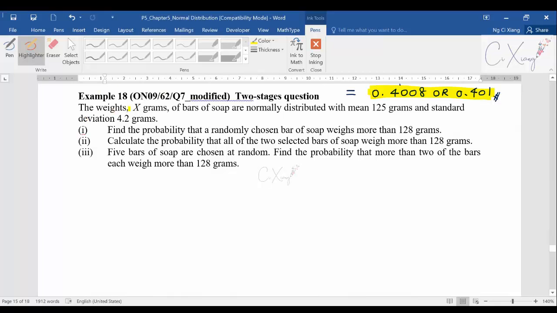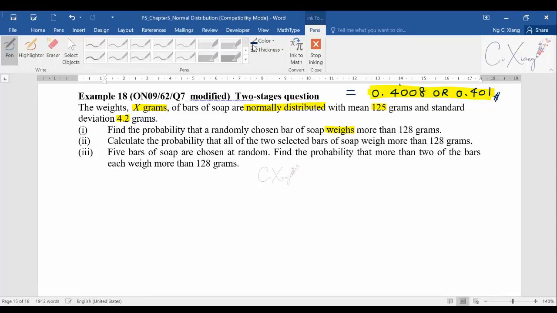So first they talk about the weights, X grams. X is the weight of soap, which is normally distributed. Again, if originally it is normal, they will surely tell you the keyword, normally distributed. Mean is 125, standard deviation is 4.2. Find the probability that the soap weighs more than 128. So they are talking about the weights for the first part.